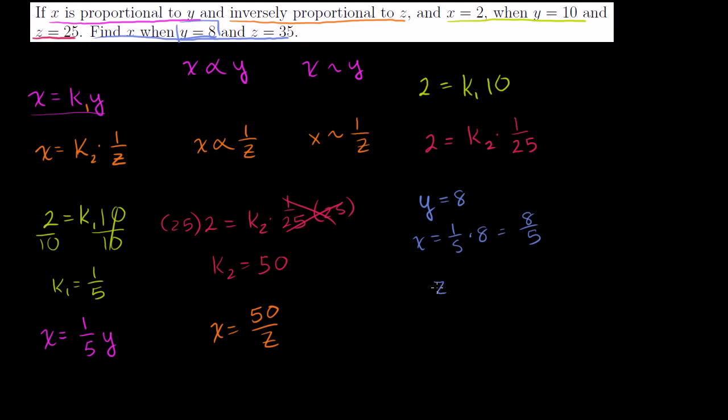When z is equal to 35, once again, x is equal to 50 over z is equal to 50 over 35. And let's see, we can divide the numerator and the denominator here by 5. So we get 10 over 7. So when z is equal to 35, we get 10 over 7. When y is equal to 8, x is equal to 8 over 5. So those are our two answers right there. Let's do another one.